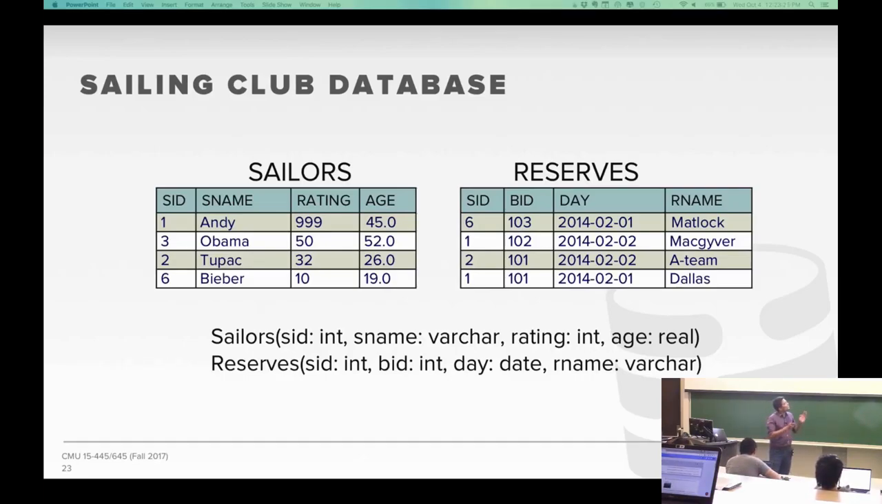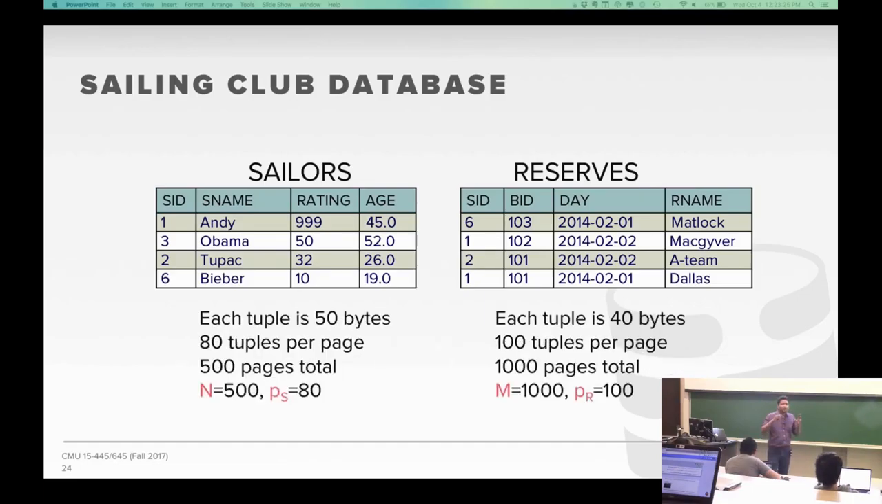Each tuple has some size, and there are some number of tuples in a page because the page size is fixed at 4 kilobytes. The main point here is that in the first table, the sailors table, there are 500 pages, which we will represent by N. So N is 500, and there are 80 tuples per page, which we represent by p_S. p_S is 80. The second table is bigger, with 1,000 pages, so here M is equal to 1,000. The number of tuples per page is 100 for the reserves table. So we have these two tables, and we want to do a join.